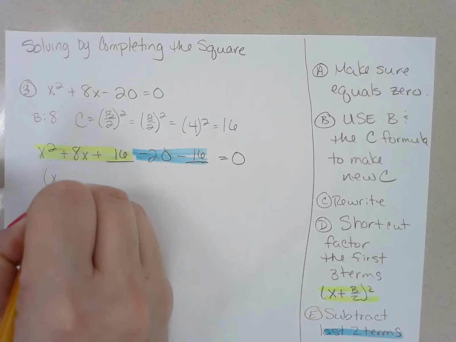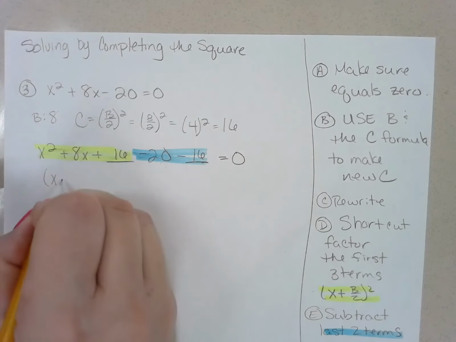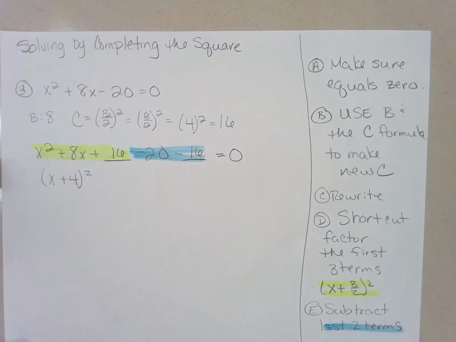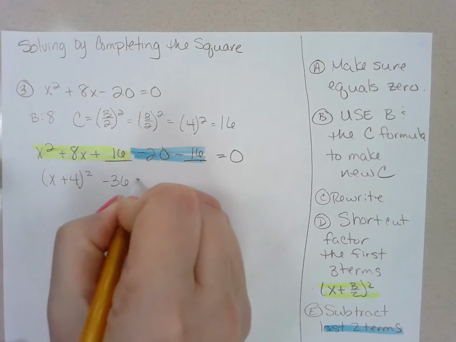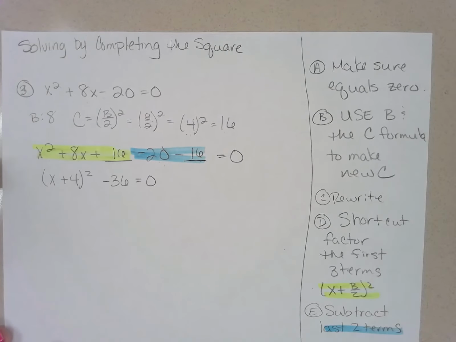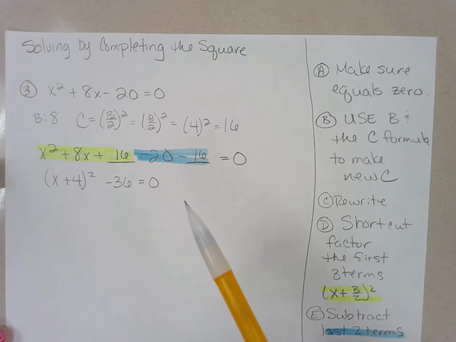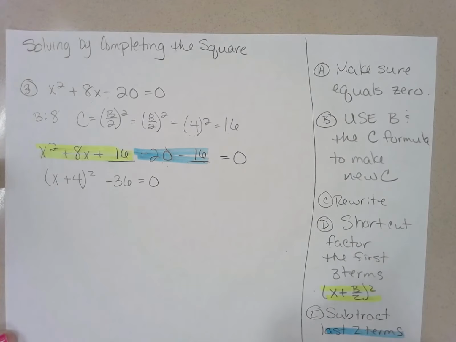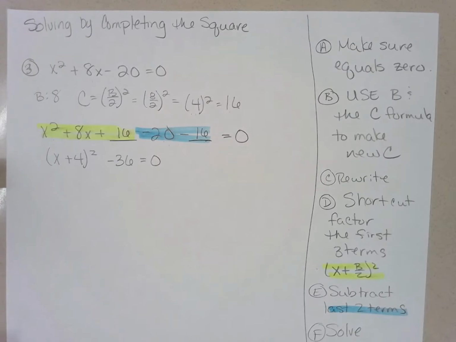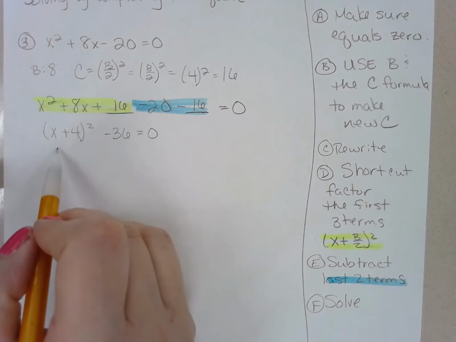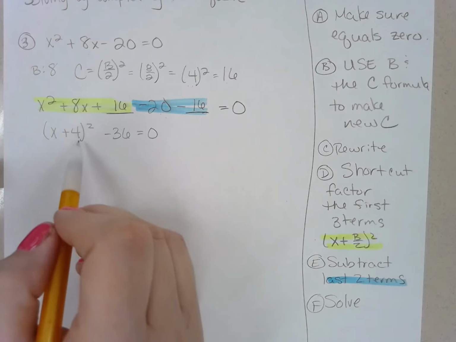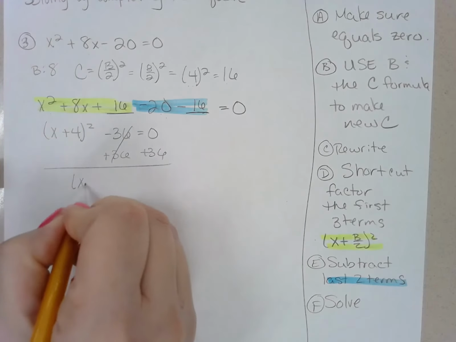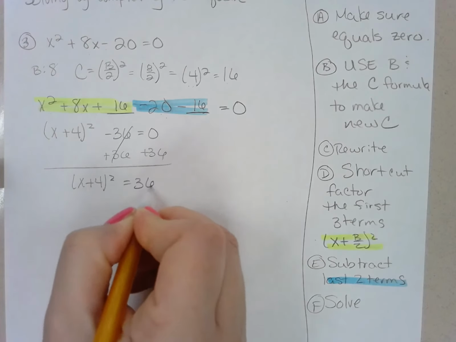So shortcut factoring says x, and half of our b is a positive 4, so plus 4 squared. And negative 20 minus 16 is negative 36, and that equals 0. So we've rewritten it into vertex form. Just like we did in the lesson on solving by undoing, the last thing to do is solve the equation. We want to isolate whatever's being squared. This whole thing is being squared, so we isolate it by adding 36. So I have x plus 4 squared equals positive 36.